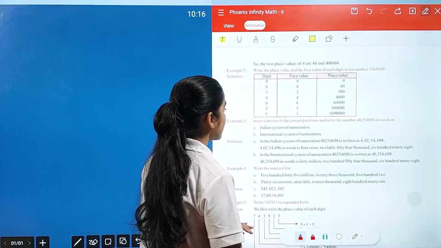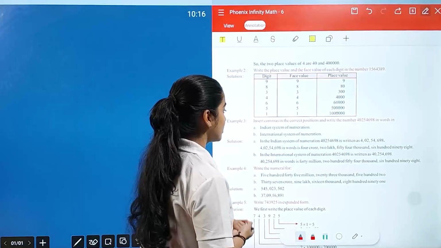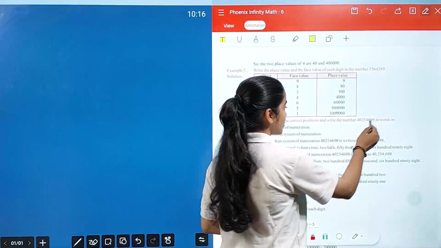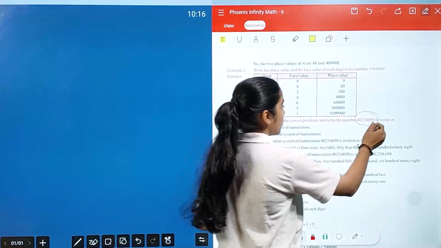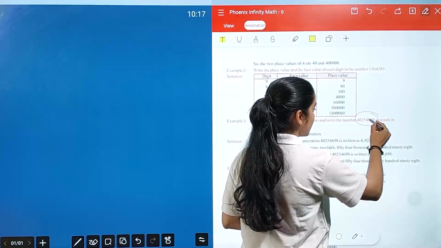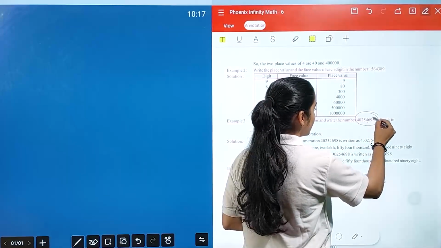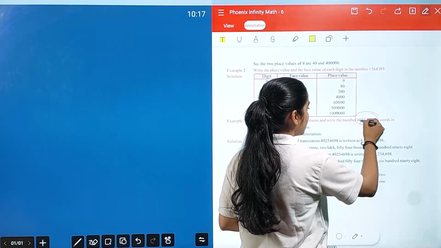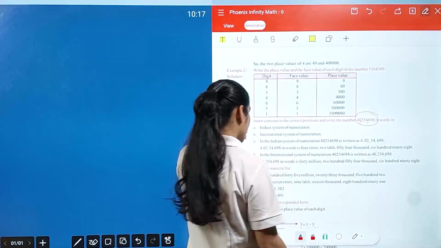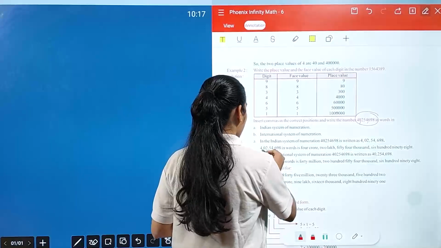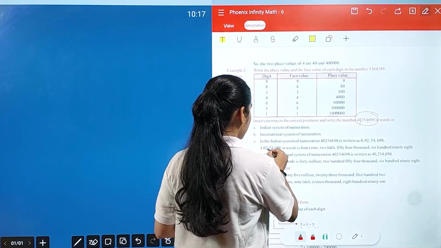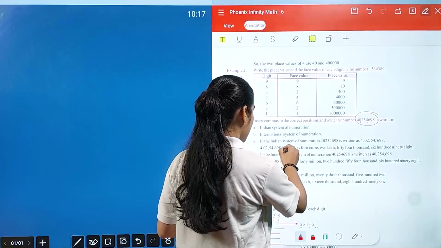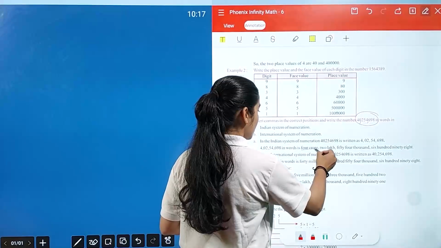Insert commas in the correct position and write the numbers for this, in the Indian system of numeration and the international system of numeration. This is a number. So ones, tens, 100. After 100, 1,000, 10,000, 1 lakh, 10 lakh, and crore. So this would be 4 crore, 2 lakh, 54,698.